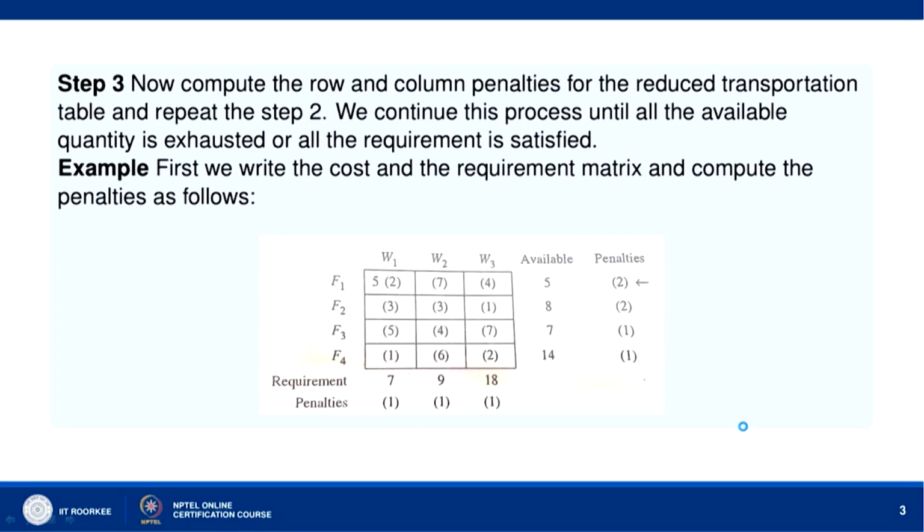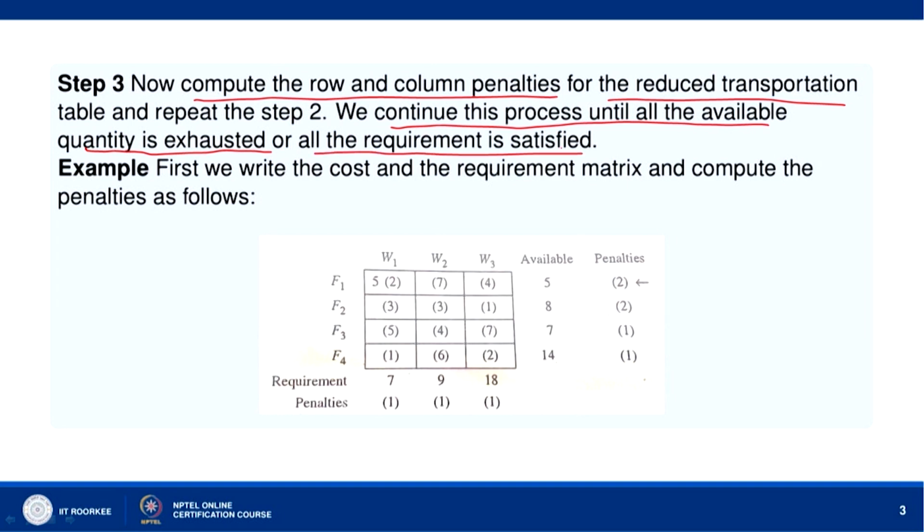So, in the third step, we compute the row and column penalties for the reduced transportation table, because we have deleted the ith row or the jth column. Now, we have the reduced transportation table. So, we again calculate the penalties and then identify the row or the column which has got the maximum penalty. In that row or column we then identify the cell which has got the lowest cost, and in that we allocate the amount Xij, which is the minimum of Ai, Bj for that cell. So, we continue this process until all the available quantity is exhausted or all the requirement is satisfied.